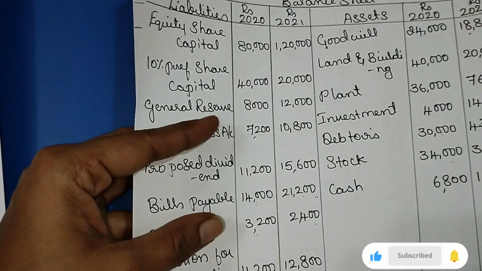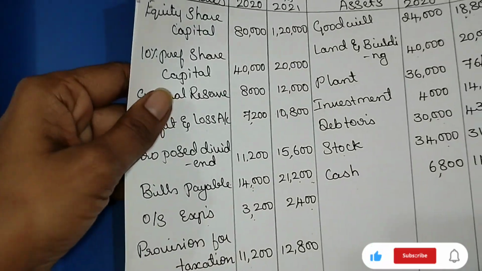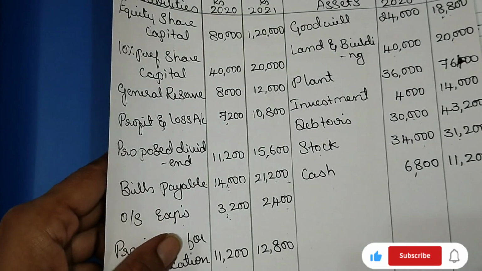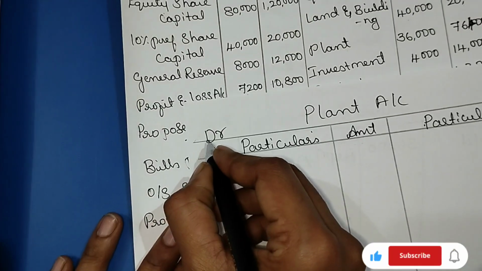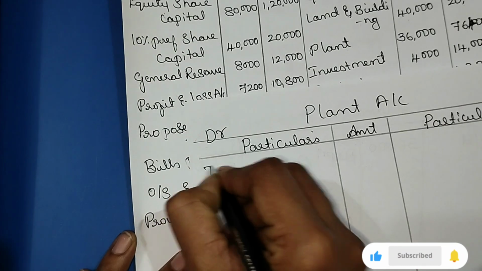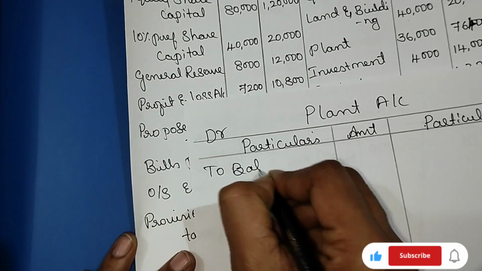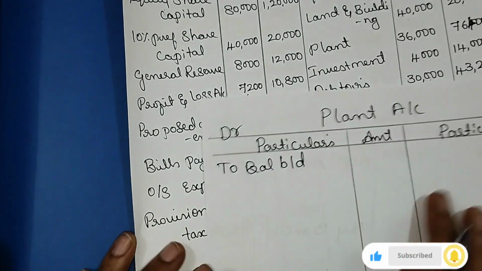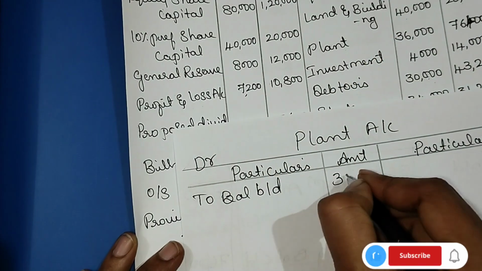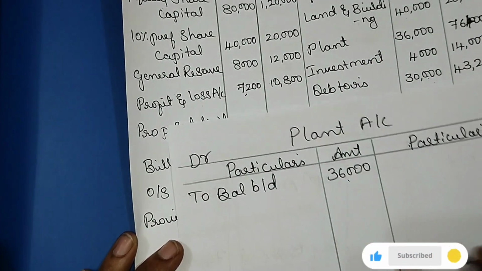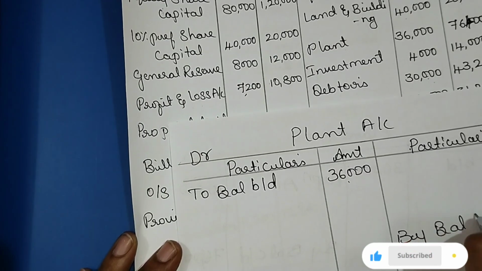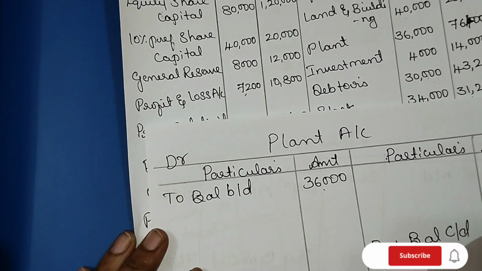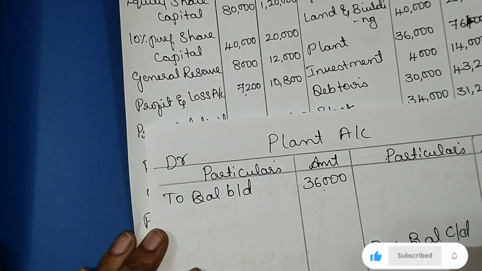In this case, you need to prepare a ledger account for the plant. Let us prepare ledger account for the plant. Always for assets, opening balance we are recording under debit side. To balance brought down 36,000. And closing balance is by balance carry down 76,400.